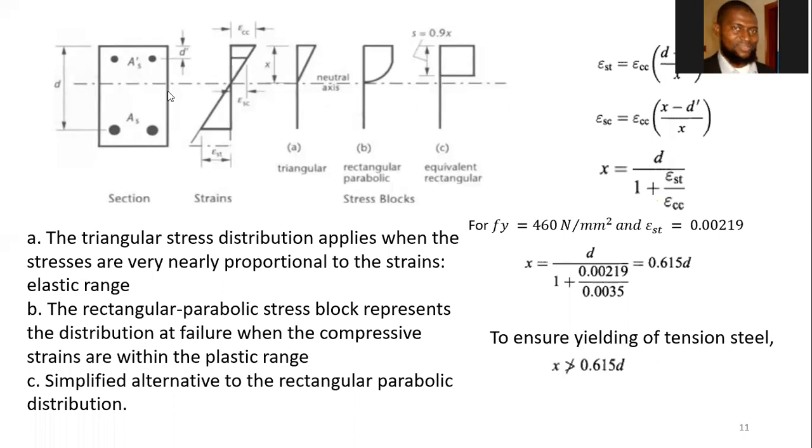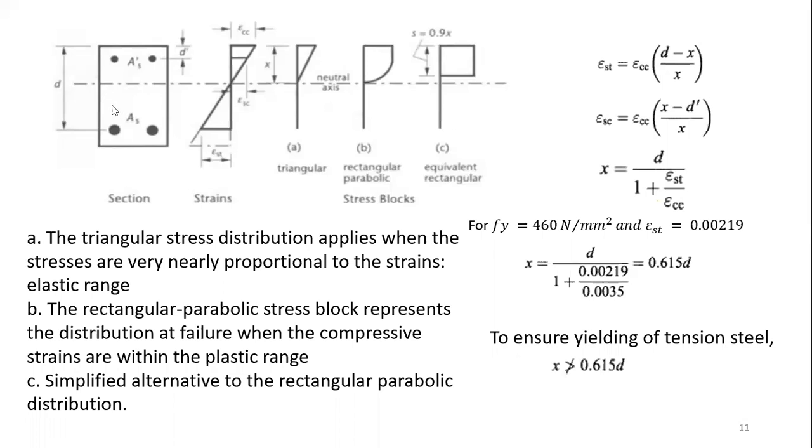We have a rectangle, a cross section. We have steel that is put at the tension zone. We have reinforcement that is put at the compression zone. A_s' is the notation for the area of steel put at the compression zone. A_s is the area of steel that is put at the tension zone.